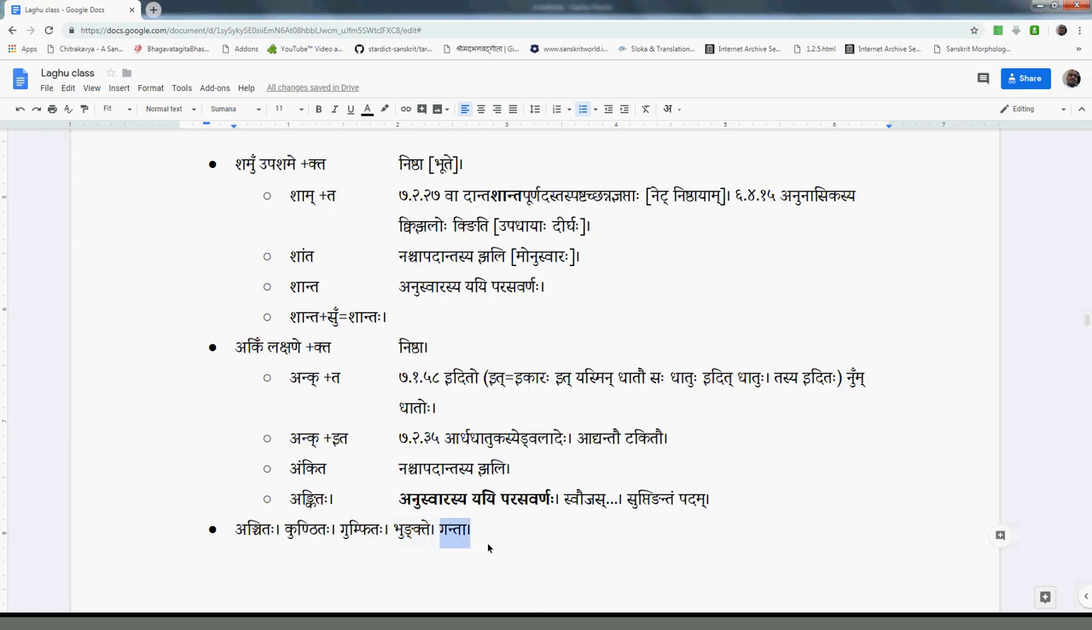And Gam plus Trich Pratyaya, you will get Danta. Gam Makara will become anuswara and then anuswarasya yai parasavarna, you will get nakara, ganta.